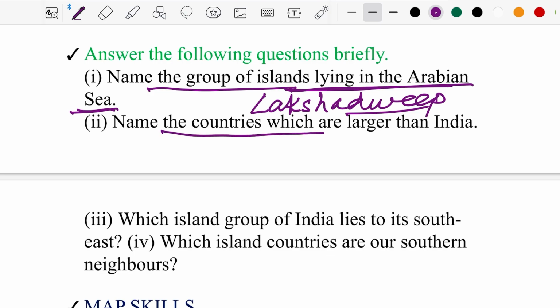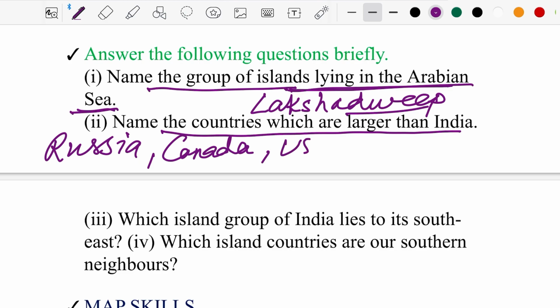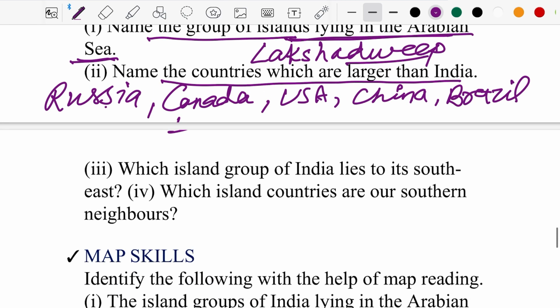Next, name the countries which are larger than India. So all the 6 countries that I told you: Russia, Canada, USA, China, Brazil, then Australia. These are the 6 countries which are larger than India in terms of area.